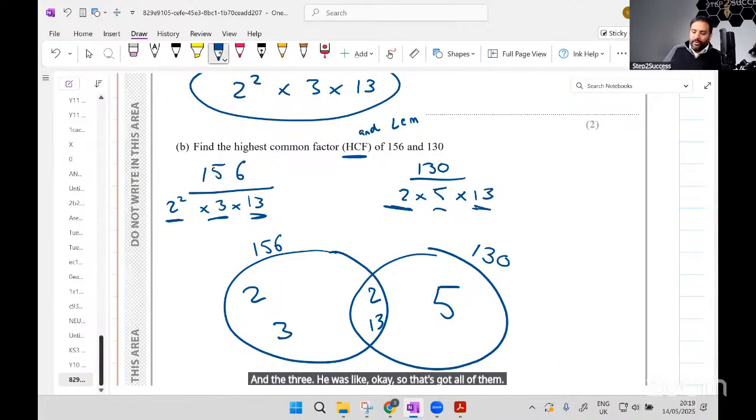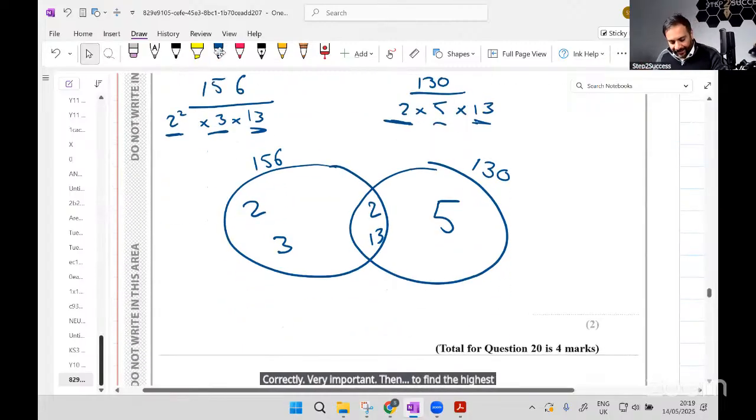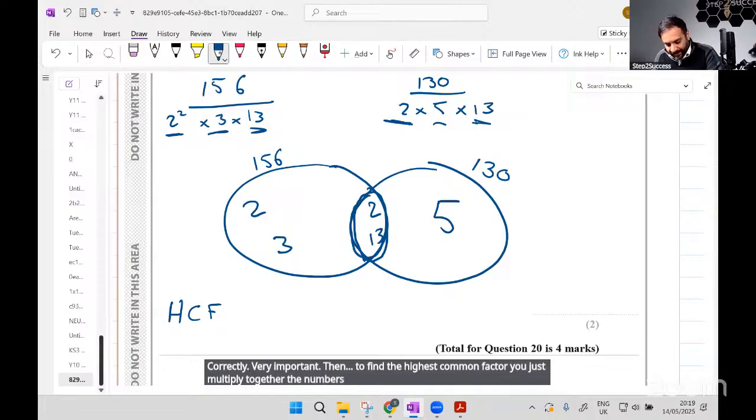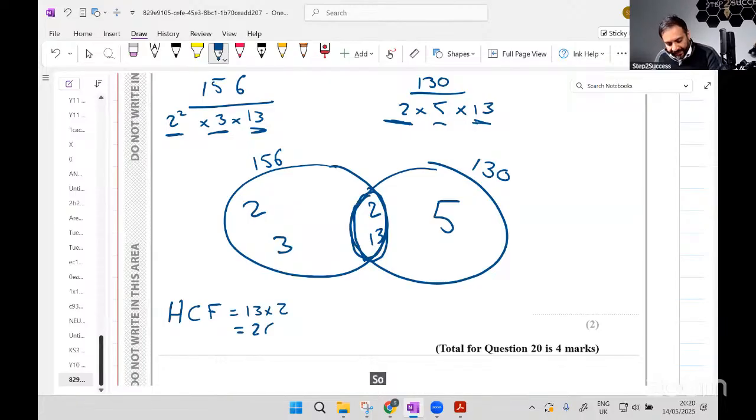Now, once you've done this correctly, very important, then to find the highest common factor, you just multiply together the numbers in the middle of this diagram. So the highest common factor is 26. Okay, that's the highest common factor.